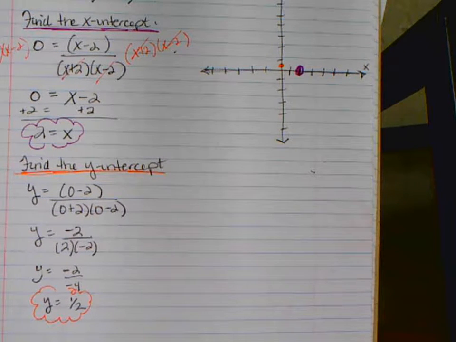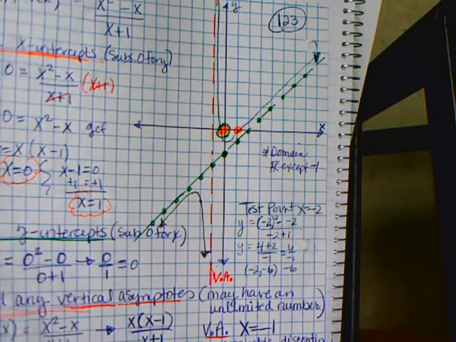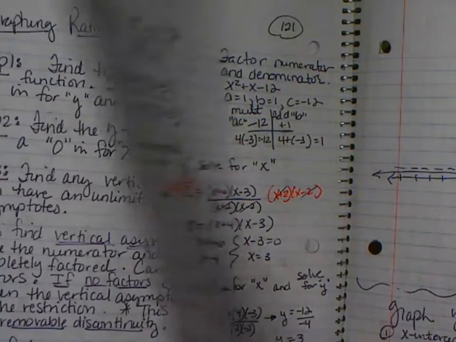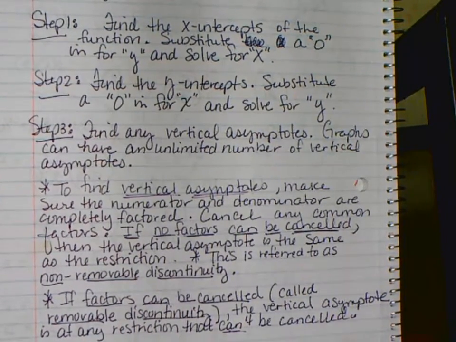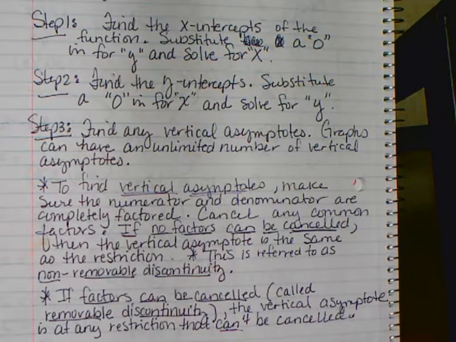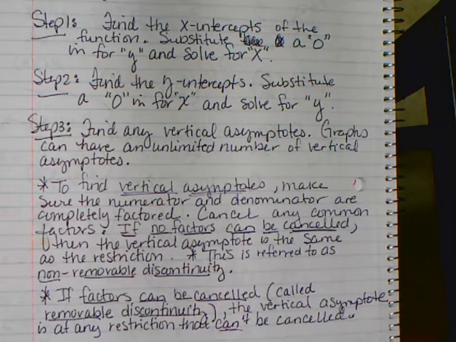Any questions on that? So those are pretty easy, right? All right. Now remember, these steps, you don't have to go in this order. You have to find all of these things, but if you don't find them in the same order, one doesn't affect the other. So if you want to find your intercepts first, find your asymptotes first and then find your intercepts, you can do that. Just as long as you make sure you find everything.